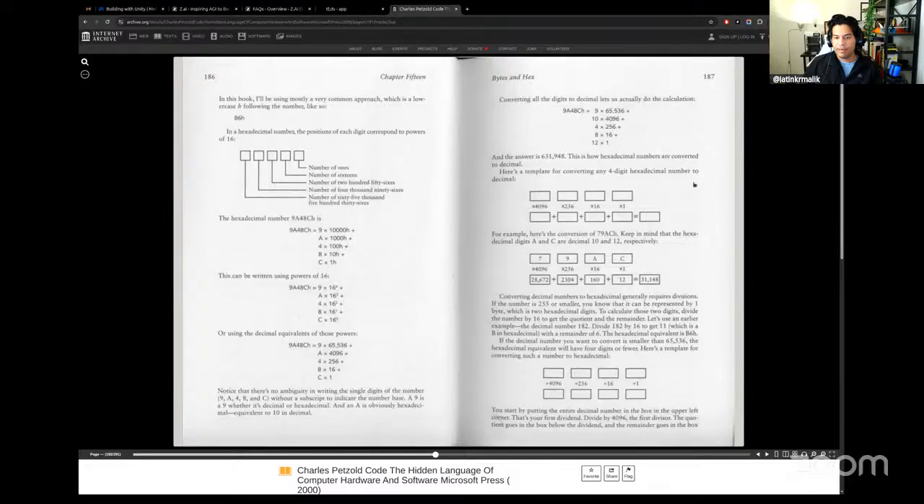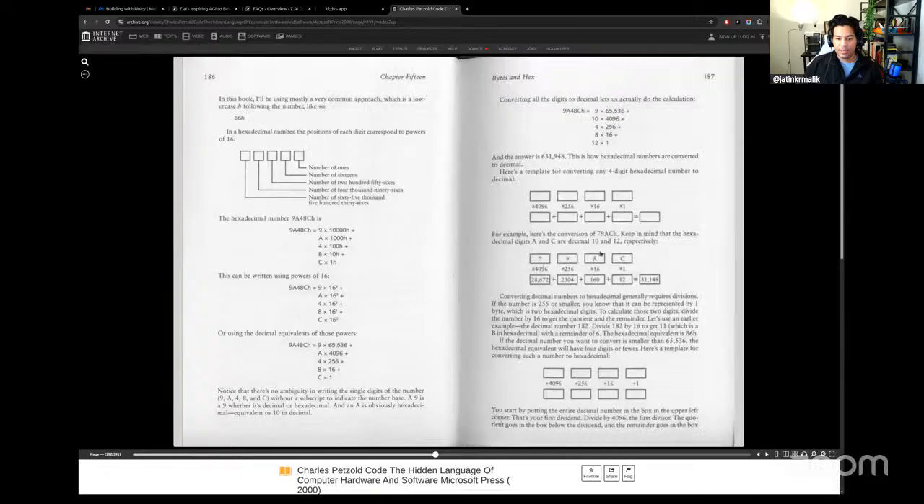And then here is a template for converting any 4-digit hexadecimal number to decimal. Again, these are pre-calculated powers of 16. And if you now put in some number, let's say 79ACh, which tells us that it's a hexadecimal number, we can just multiply them with these values, add them, and it comes to 31,148. Fairly straightforward.